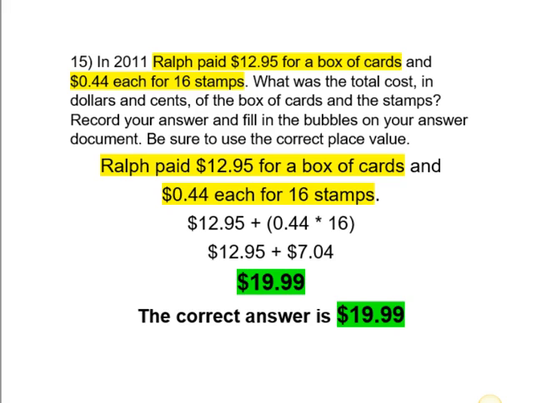Okay, so we are going to work in our parentheses first, based on the order of operations. Multiplying 44 cents times 16 is equal to $7.04. Now we can add the $12.95 plus the $7.04, and that is equal to $19.99. So in your answer document, you would bubble $19.99. Make sure that you have the correct place value.